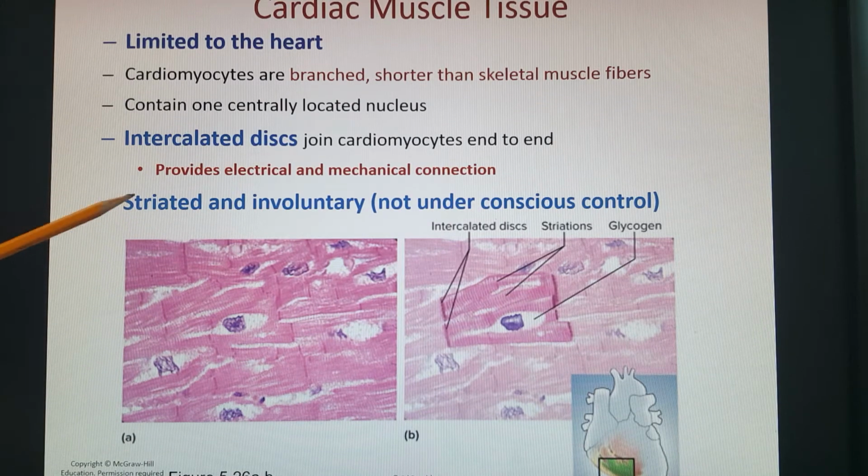Last one. It is striated, so stripes just like our skeletal muscle cells, but it is involuntary. So again, we don't have conscious control over it. Now, let's say you were running or whatever, and your heart rate is up. You can't just tell your body to calm it down. You could try to control your breathing. So slowing down your breathing will slow down your heart rate. And that's because they're tied together. So if you start breathing faster, your heart rate's going to go up and vice versa. But you can't just send a brain command to your heart to tell it to slow down.